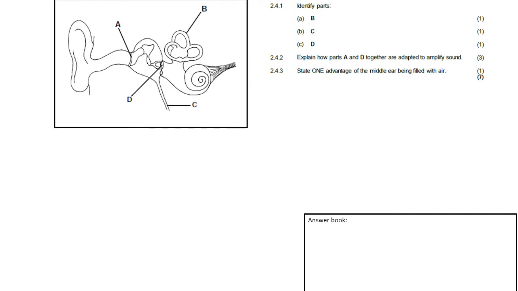2.4.1. Identify Part A, Part B, Part C, and Part D. 2.4.2. Explain how parts A and D together are adapted to amplify sound. 2.4.3. State one advantage of the middle ear being filled with air.